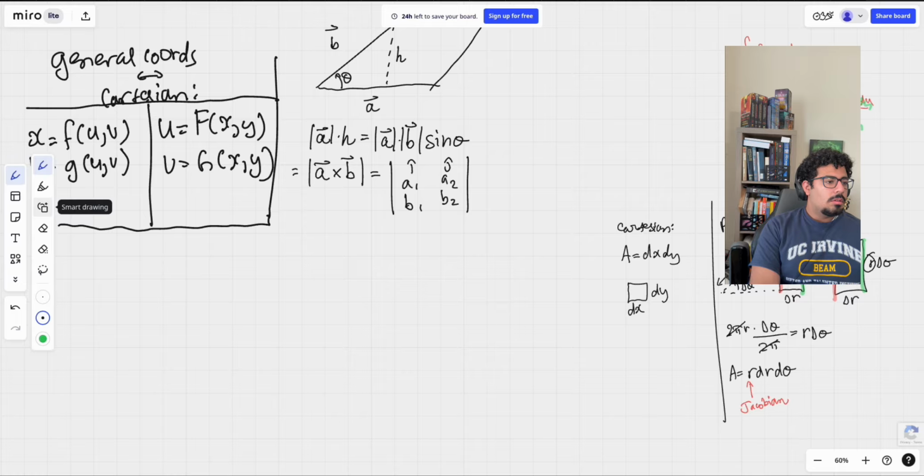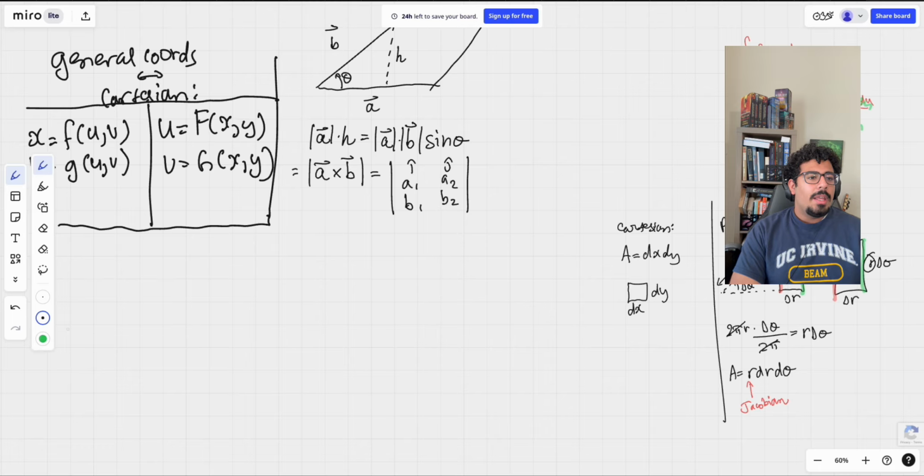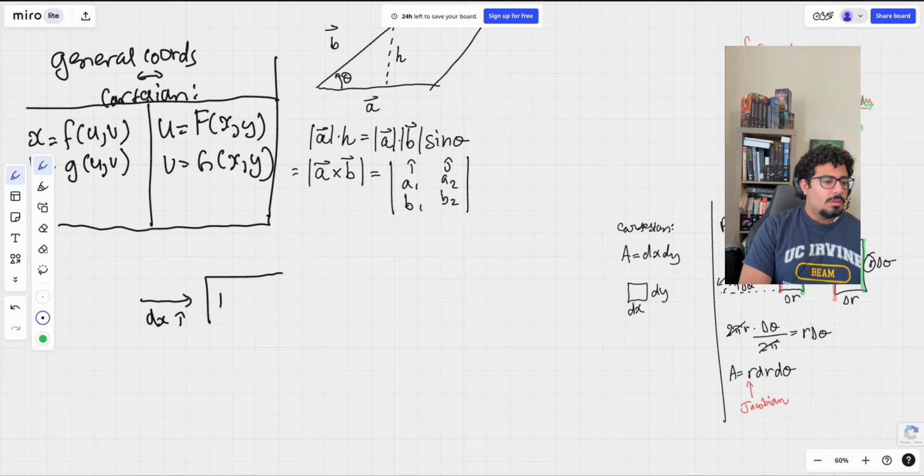We can define A and B, and it's easy to see intuitively why it may be advantageous to define them as how the length elements dx and dy in the Cartesian coordinate system transform when we look at this transformation f and this transformation g. So what I'm saying is, suppose you have a dx in the i hat direction. We put it through this transforming machine, which in this case is f.